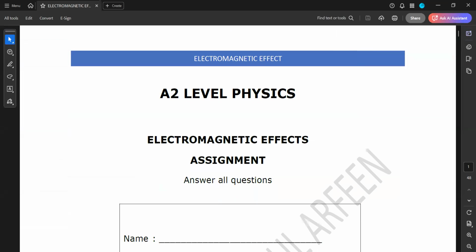So the exercise is related to the electromagnetic effect, and I'll discuss a structure question from this exercise related to the topic, the electromagnetic effect. Begin with question 17 onwards.